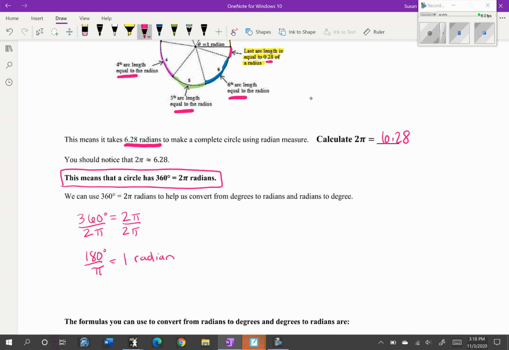And if we wanted to go the other way, 360 degrees equals 2 pi. If I wanted 1 degree, divide both sides by 360. And notice we get 1 degree equals pi over 180. So this is where we get our conversions to convert from, again, radians to degrees or degrees to radians.